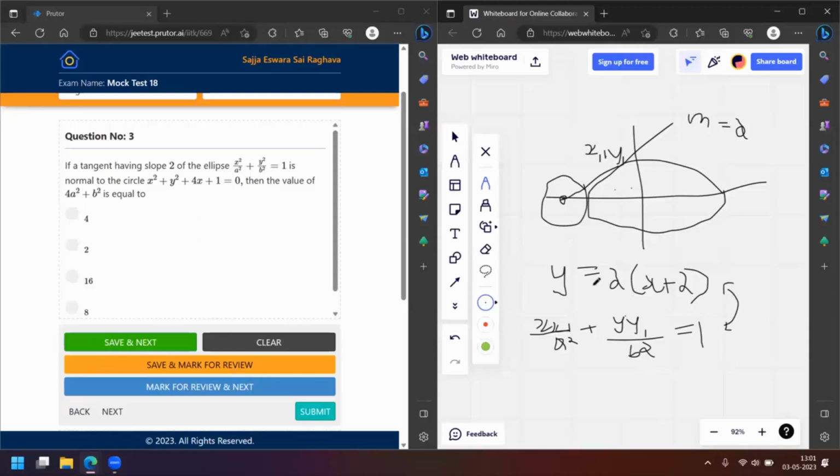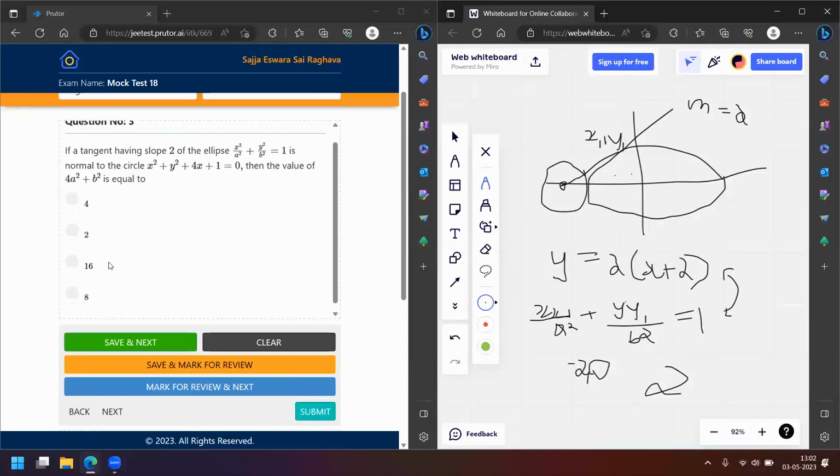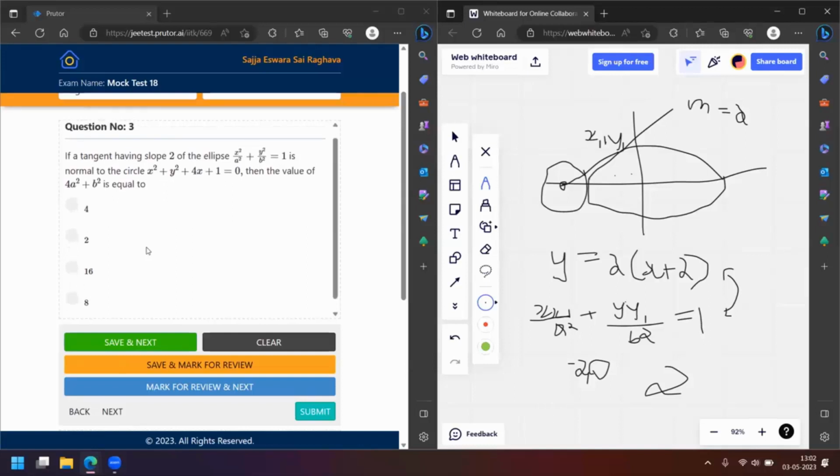On substituting the values and simplifying, we will get a relation between x1 and y1. This tangent should also pass through minus 2 comma 0, and we also know that the slope is 2. So using these two conditions, we can get a squared and b squared values, and we can substitute them here to get the answer. I am not doing the calculation part, and this question is also a little bit lengthy.